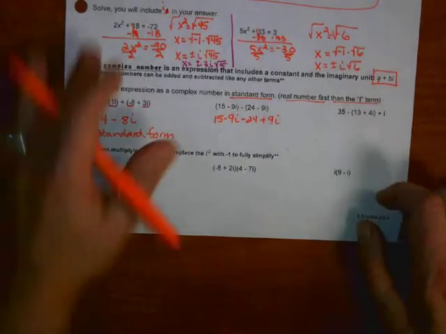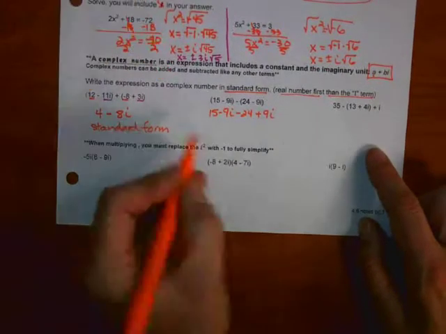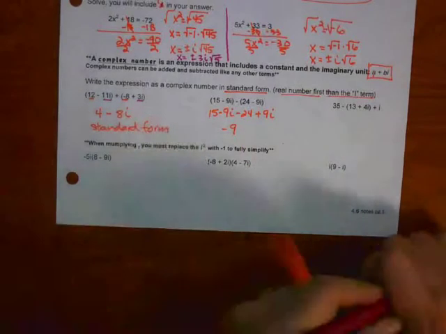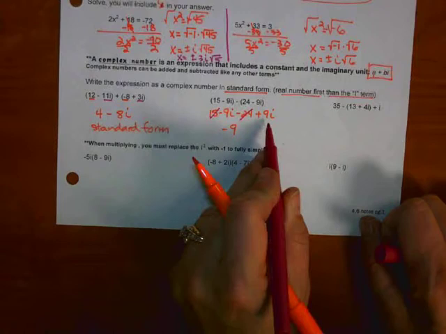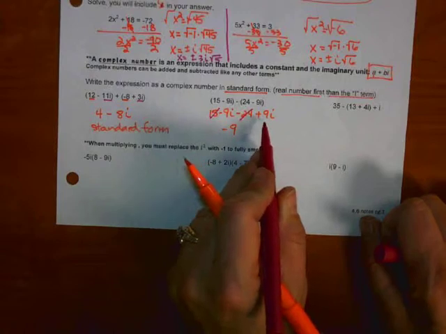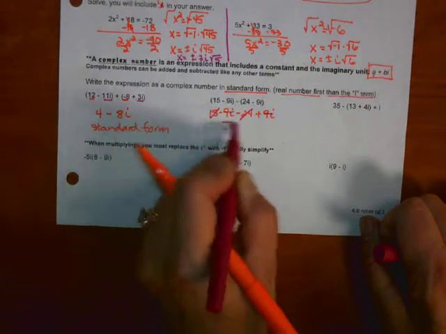What's 15 take away 24? Negative 9. So I did these two. Negative 9i plus positive 9i. They go away, don't they? So my answer is this.